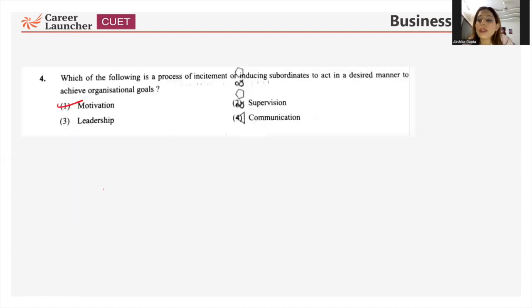Then moving on, which of the following is a process of inducing the subordinates to act in a desired manner? As we have already discussed the keywords, that means somebody is offering you something as a financial incentive or non-financial incentive in order to fulfill the things that you want to achieve in the future. That is the desire that you have for taking this. So that is what? That is your motivation.